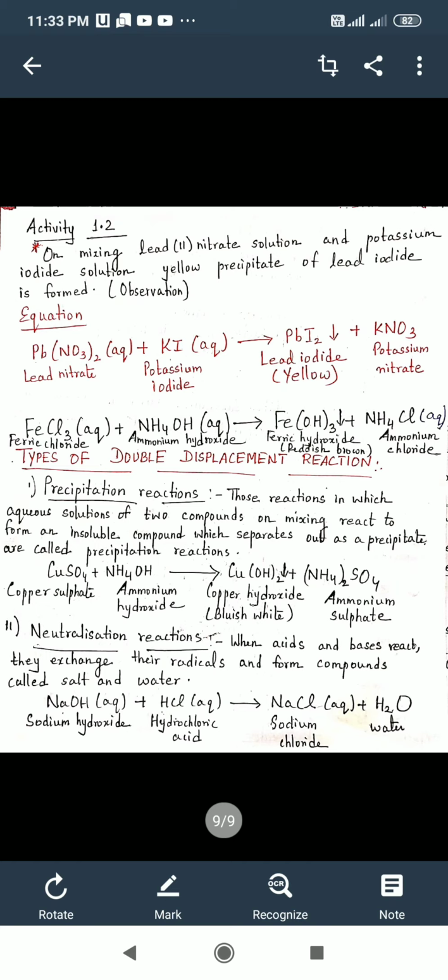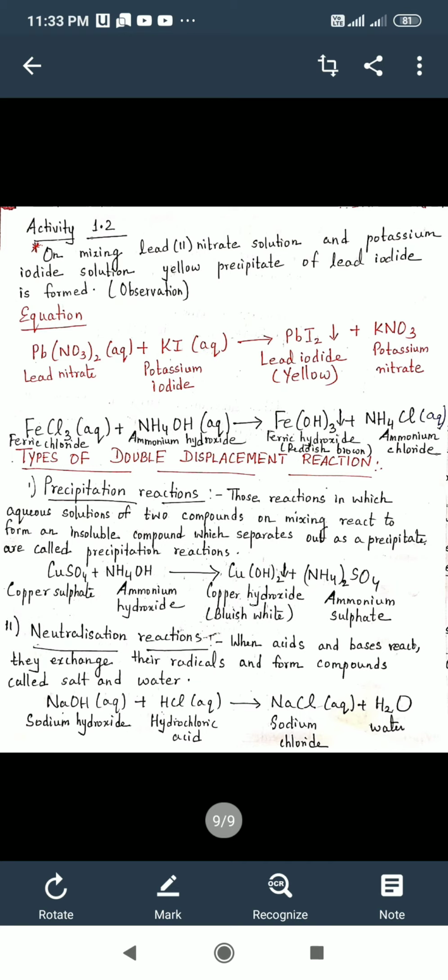This type of question comes in CBSE board exams where one activity will be given and a set of questions will be asked. When the questions are asked, the student should write the balanced chemical equation and then, according to the question, write the observation. So all the reactions we have studied so far are examples of precipitation reaction also.